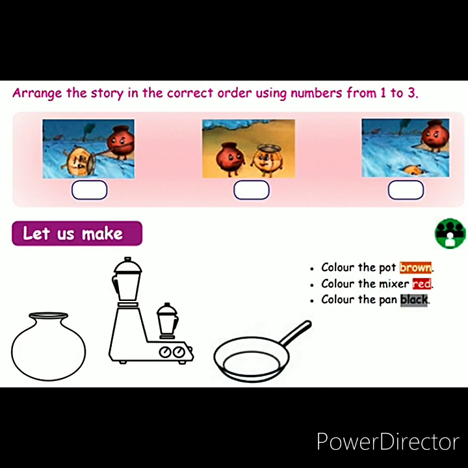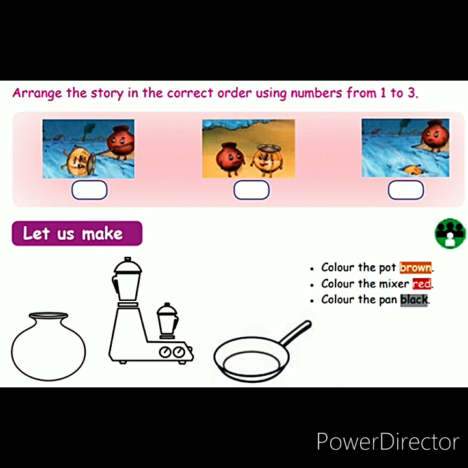Now next Roman letter is, arrange the story in the correct order using numbers from 1 to 3. So what we should do is arrange the story in the correct order. Which one should come first, which one should come second, like that you should arrange. So first, which will come? Yes, the two pots met each other. So in the second picture you should write number 1 there. Next, the brass pot went deeper in the sea. That is the last picture. There you should put number 2. And the next one is, the mud pot saved the brass pot. So in the first picture you should write number 3.